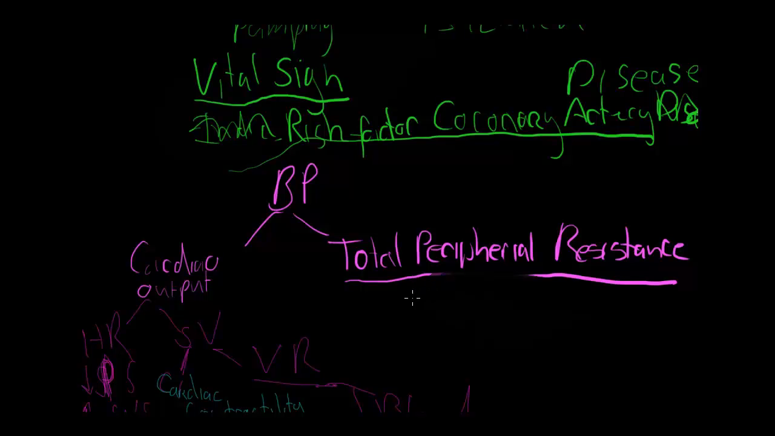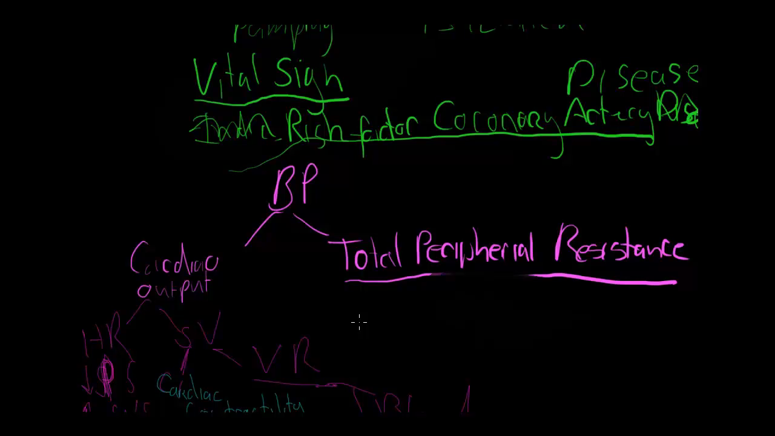Total peripheral resistance is essentially how much space you have to put the blood. So if you've had a lot of adrenaline in you at the moment, all the muscles in your arteries are going to be constricted. So you essentially have less space for the blood.